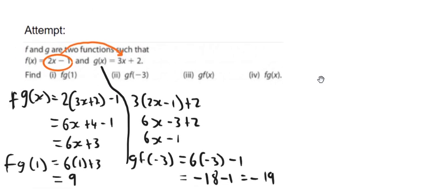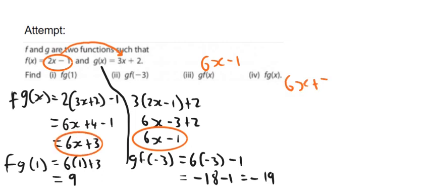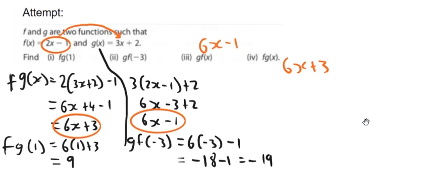Right, and then the last two parts, you've already done them again. So g of f of x is just going to be this here, 6x minus 1, that's how you found it. I did it already. And f of g of x is 6x plus 3. So that's it. That's composite functions.